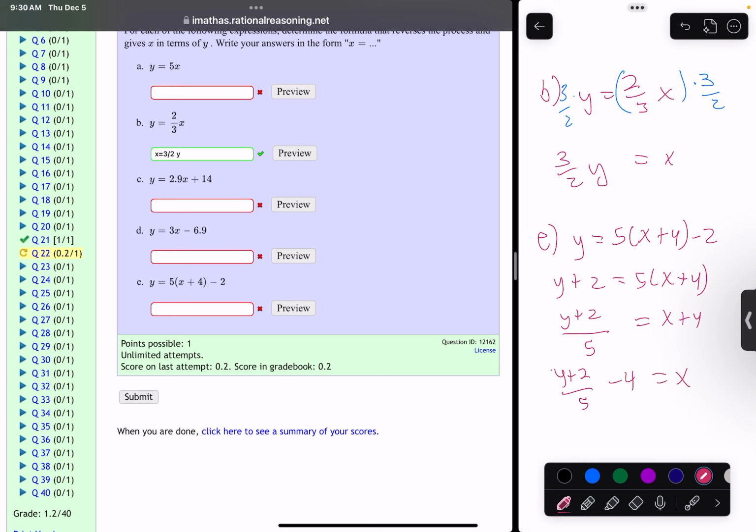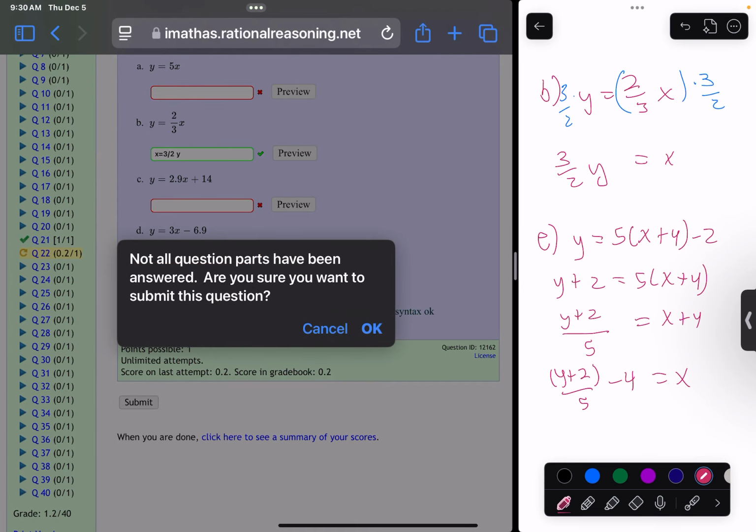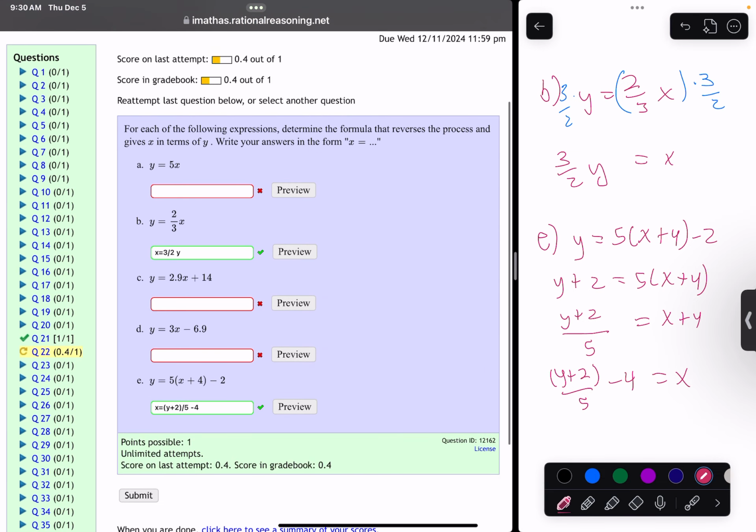Now make sure for iMath that you put that in parentheses. I'd say that's a good thing to do. So we always got to start with x equals. That's what the instruction said. And so that's the quantity of y plus 2 divided by 5. I'm going to skip a space and then go minus 4. And then if you look at a preview, it looks like what we thought the answer was. And then let's submit it. So that's a little bit about how we're reversing that process. They're just talking about what you would do if you're looking for an inverse.